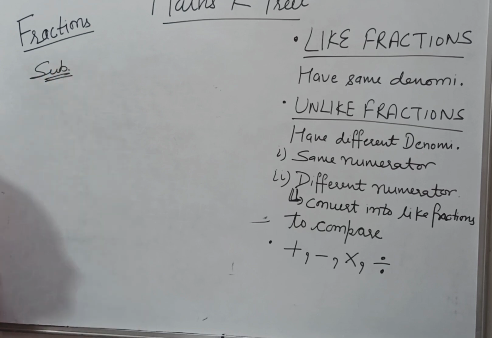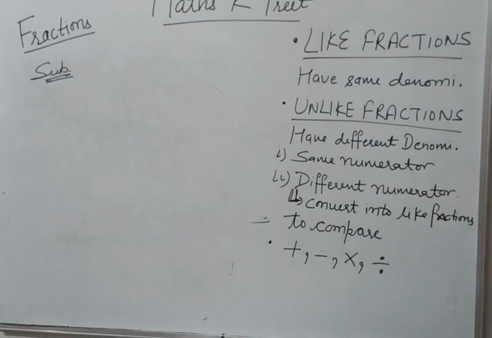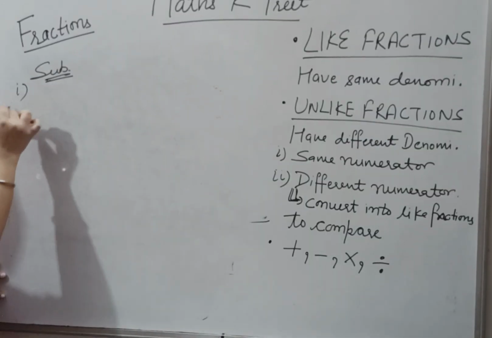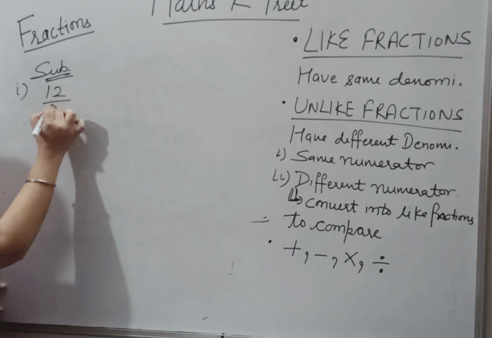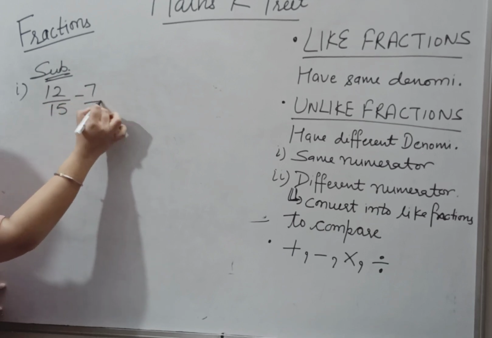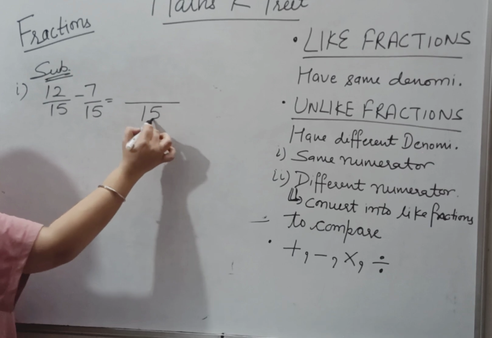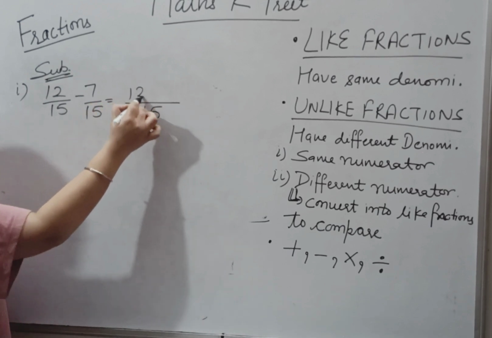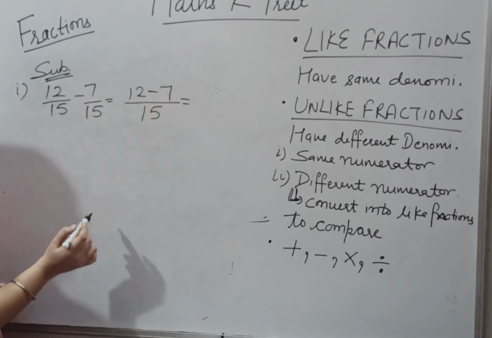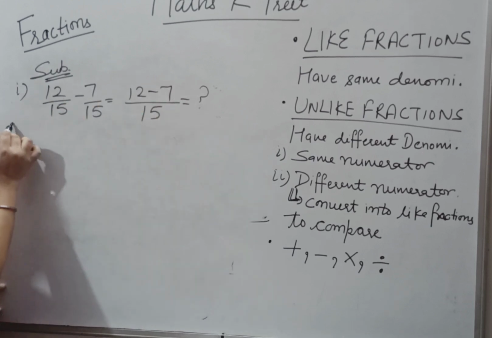Subtraction of fractions. How will we do the subtraction? Take the first example, 12 by 15 minus 7 by 15. The method is the same, just the sign has changed. Like fractions, we will write the 15 once. 12 minus 7. So you can get the answer here.